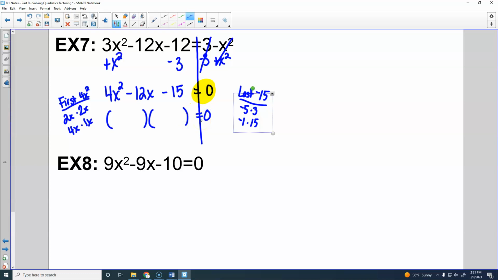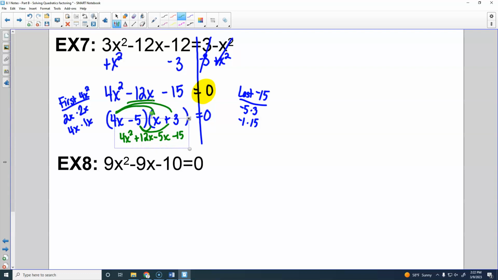Anya, which ones do you want to try? All right, so we're going to do 4x here and x here. And what do you want to try for the last terms? All right, let's try negative 5 and positive 3. So if we test this, this will give us 4x squared plus 12x minus 5x minus 15. Is that going to work? No, if we get a positive 7, we're looking for a negative 12 there.